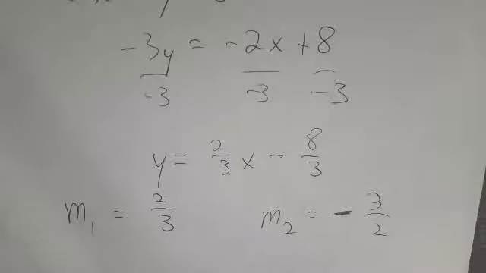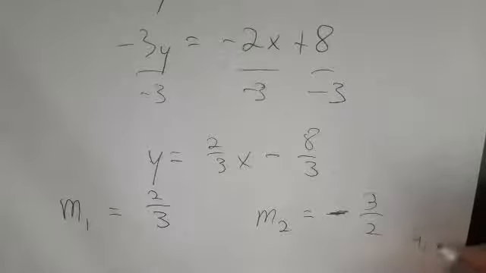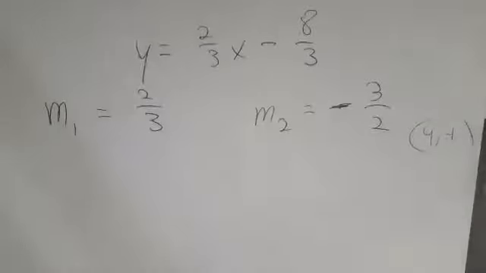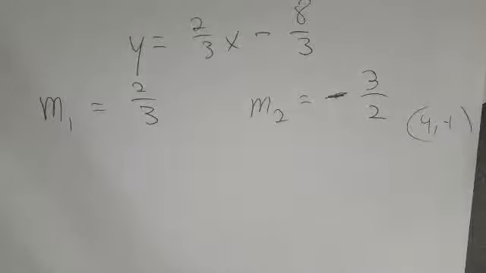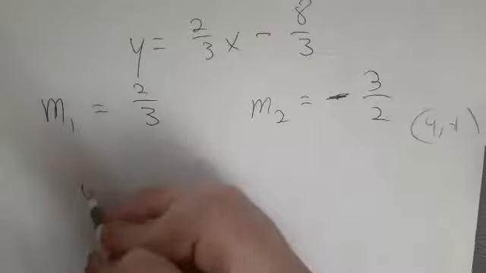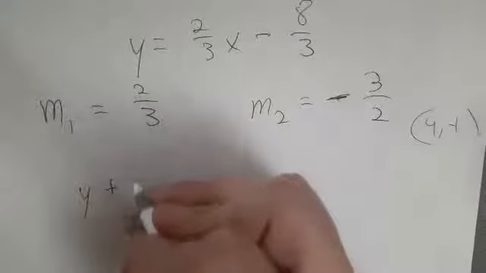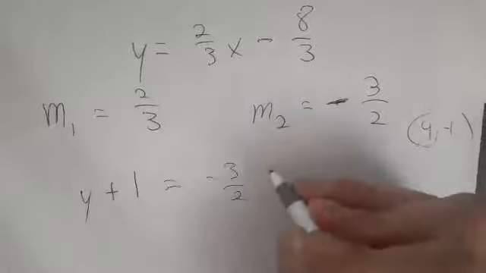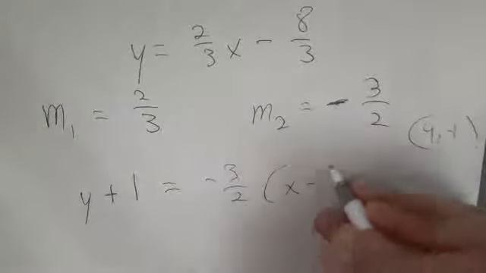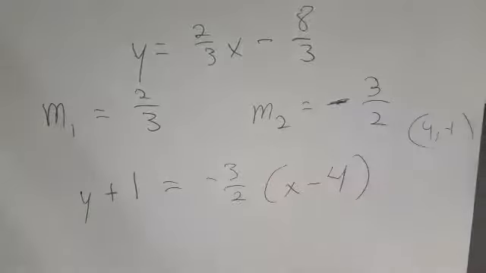And what was the point, 4, minus 1? Just so we have it all right here. Now I have a point, I have a slope. Guess where I can throw this thing? Point slope. So y minus y1 looks like y plus 1 equals m, which is minus 3/2, and we're doing x minus 4.